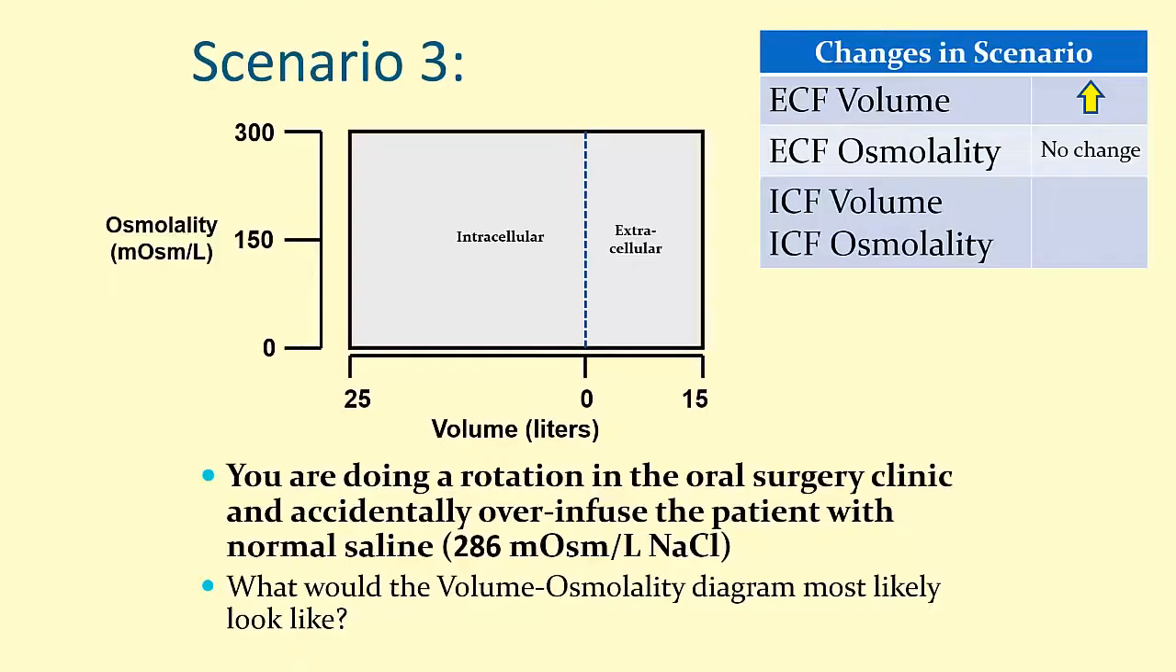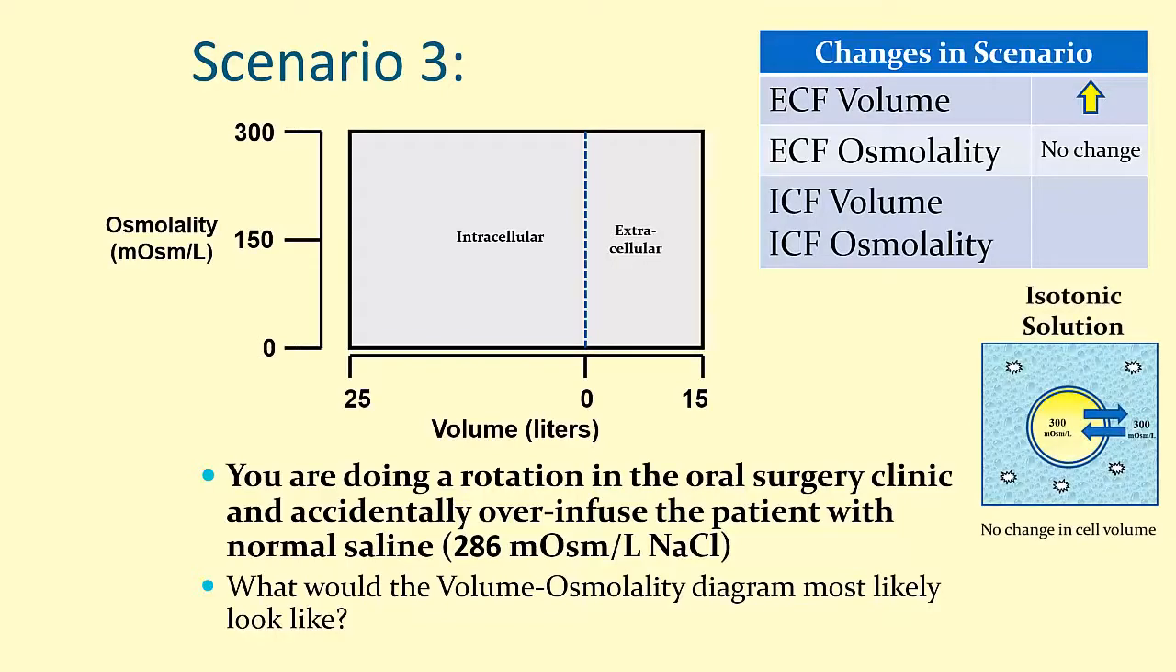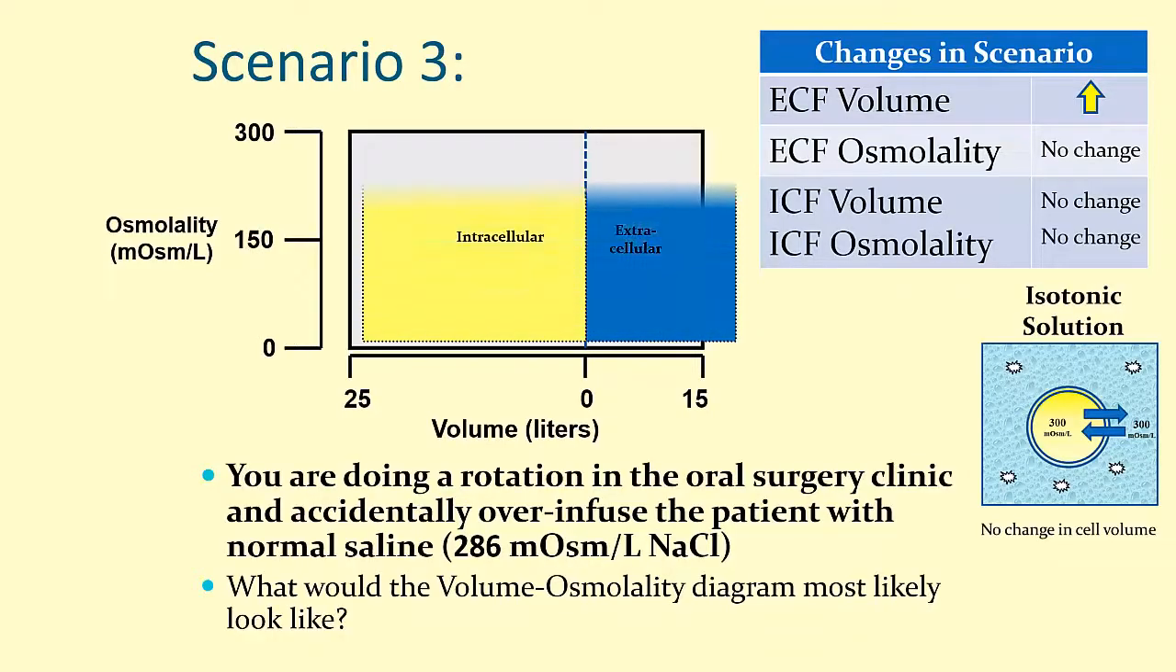So, if we revisit our scenario, the extracellular volume has increased, but the osmolality has remained the same. Thus, the cells of the body are in an isotonic solution. Consequently, there will be no net flux of water, and the intracellular compartment will remain unchanged. So we should see a volume osmolality diagram that looks like this. The extracellular volume has increased, but there are no other changes in the patient's status.